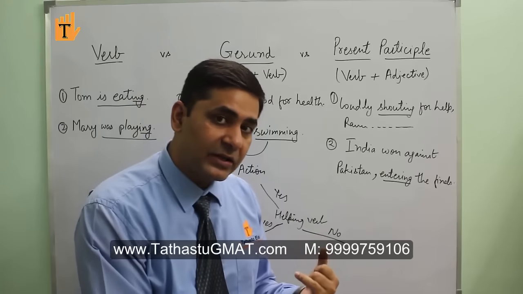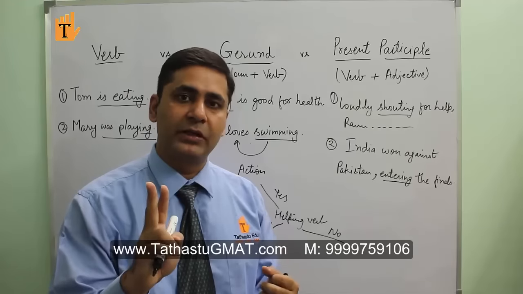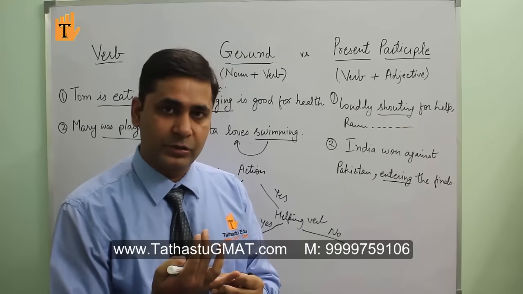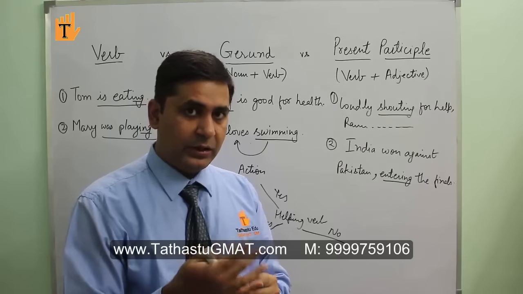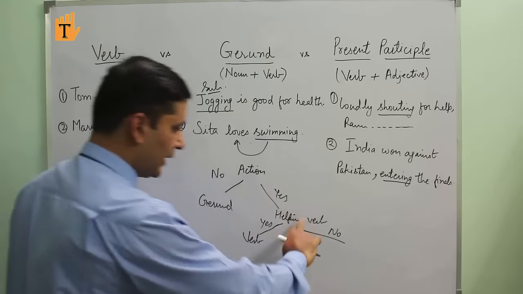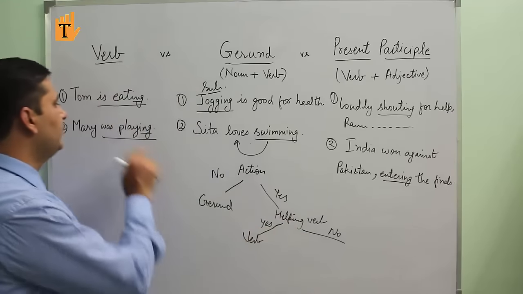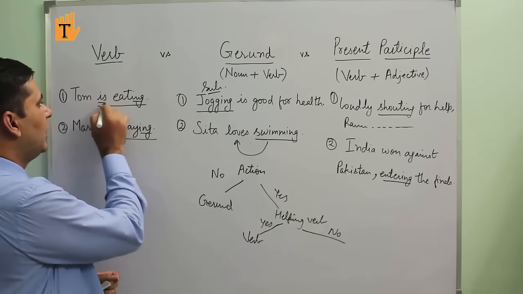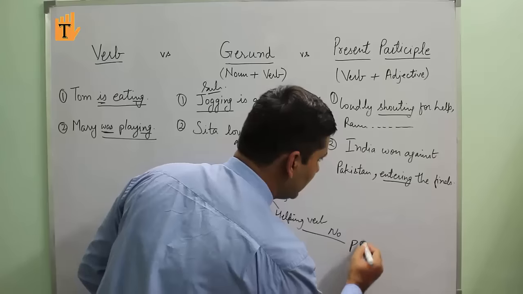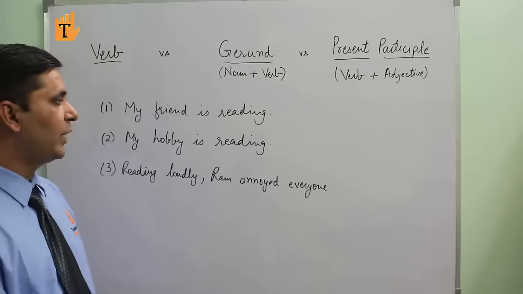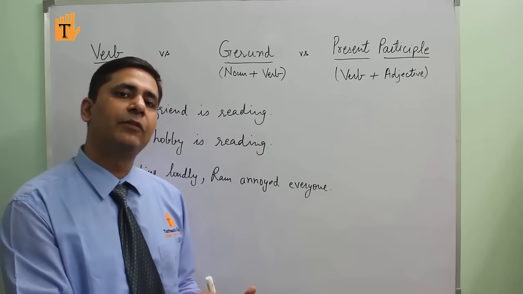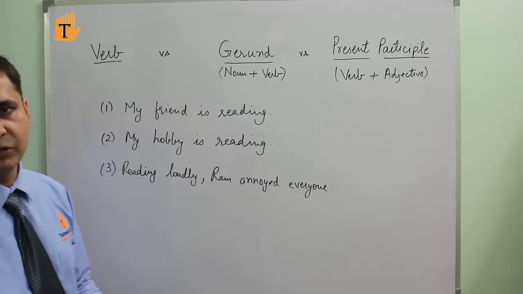So if there is an action, then there are two possibilities. Either it could be a verb or the word could be a participle. If there is no action, it means it is a gerund. If there is action, again two cases arise. One is if you have a helping verb, it is going to be a verb. If there is no helping verb, then it is going to be a present participle. So here are a few examples.